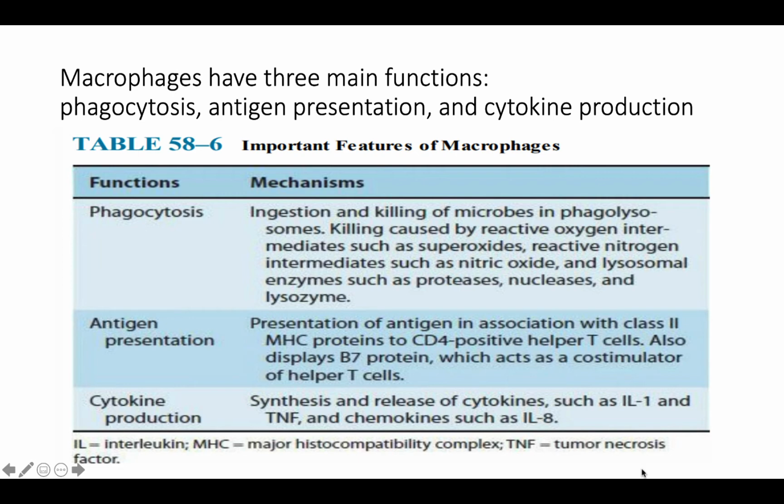Antigen presentation, this is the regular thing that is done on the MHC2 complex to the CD4 cell, and then we will display the B7 protein, which is the co-stimulator for these CD4 cells. Cytokine production, what did we say about it? We know that it can produce interleukin 1, which is a very potent immune activator. We said tumor necrosis factor, and other chemokines like interleukin 8.